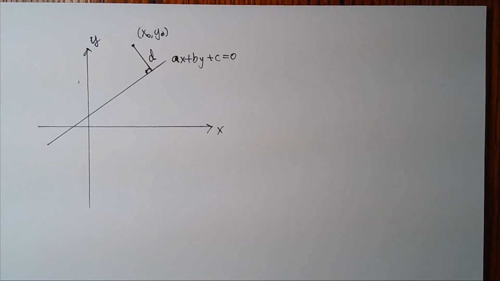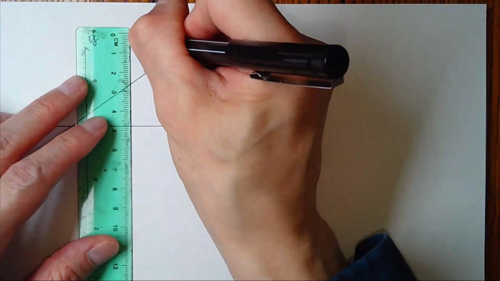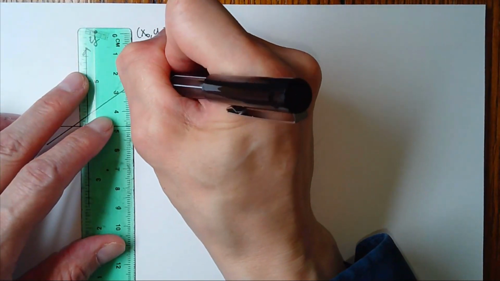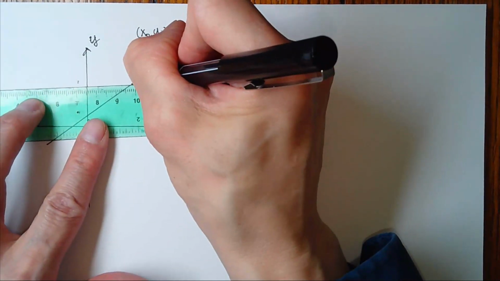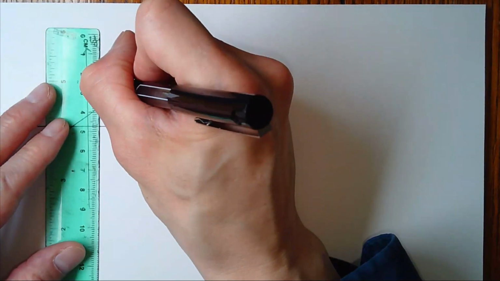Hi, we're going to find the distance d from a point to a line. The point is (x0, y0), and the line is ax plus by plus c equals 0. We're going to find a formula for d. And we need to make some lines here. I'm going to drop a perpendicular line here, a horizontal line, another perpendicular line.